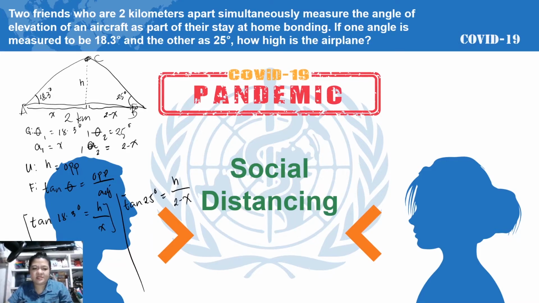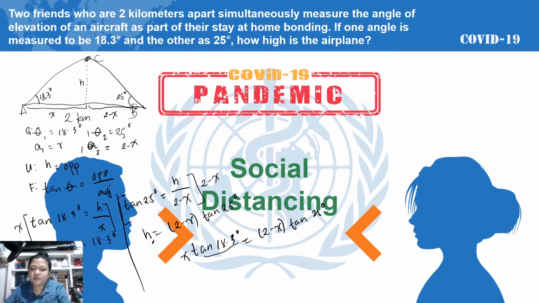Okay, so dahil hinahanap natin si h, i-multiply natin dito kay friend A sa x, kay friend B naman i-multiply natin sa 2 minus x. So dito, h is equal to x times tangent 18.3 degrees. At dito naman kay friend B, h is equal to 2 minus x times tangent 25 degrees. So dahil pareho silang h, may transitivity, pwede nating sabihin na x tangent 18.3 degrees is equal to 2 minus x times tangent 25 degrees. Okay, so alamin na muna natin ang value ni tangent 18.3 at tangent 25 para makuha natin kung ano yung value ni x.